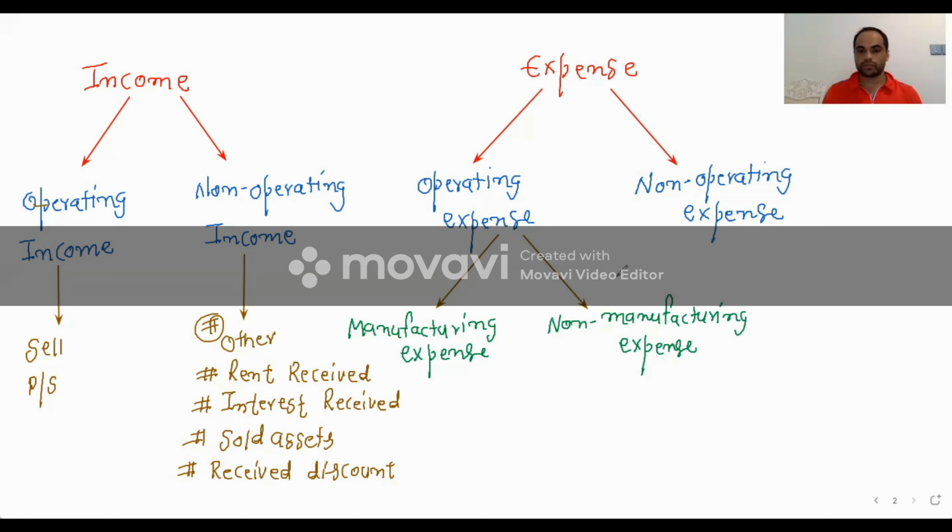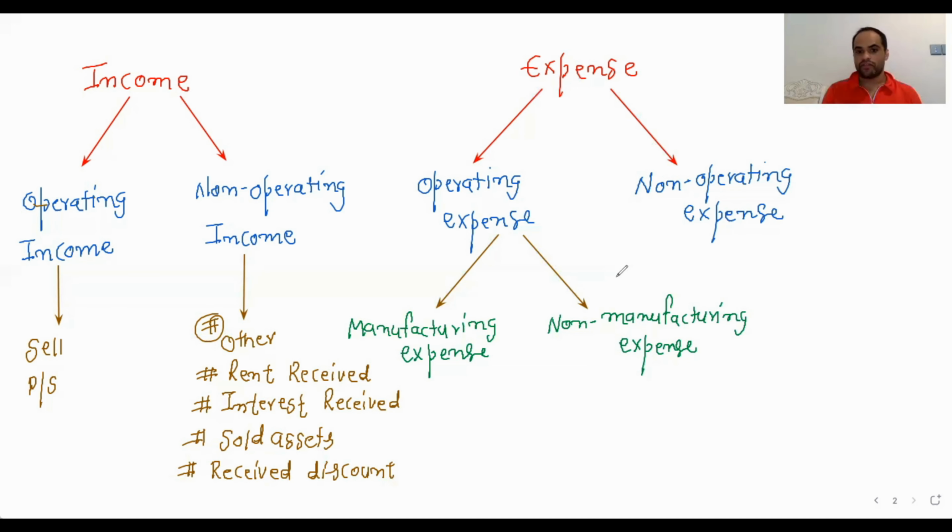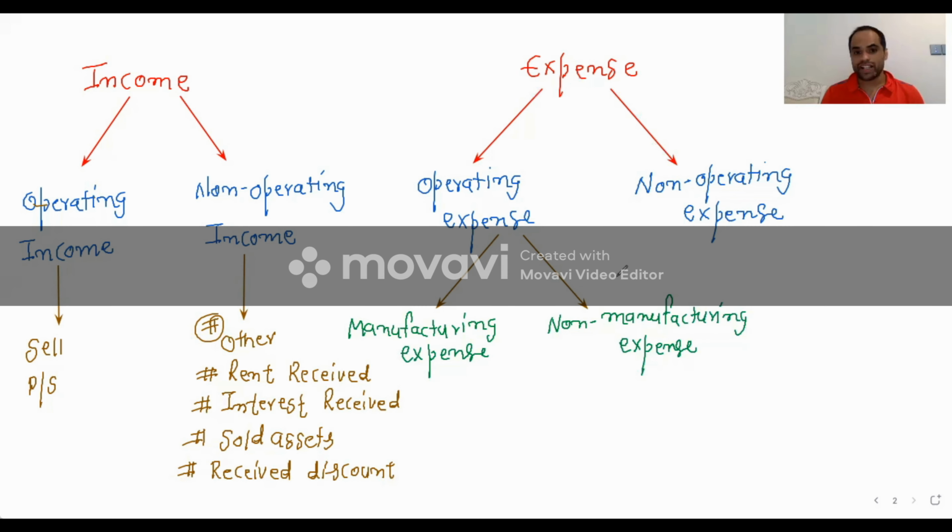Non-manufacturing is operating, but non-manufacturing. For example, marketing, advertising, right? Packaging, labeling, distribution, transportation. So manufacturing is mainly any kind of expense that belongs to the factory.